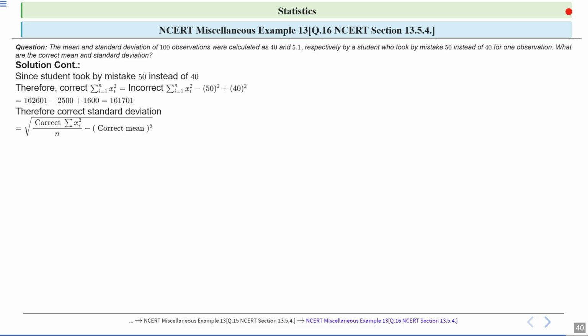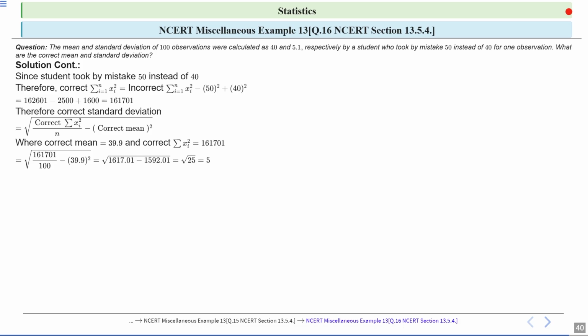So therefore correct standard deviation is equal to square root of correct summation from i equal to 1 to n xi squared divided by n minus correct mean whole square, where correct mean is 39.9 and correct summation of xi squared equal to 161701. So now let's do the calculation step by step. So correct standard deviation equal to square root of 161701 divided by 100 minus 39.9 whole square.